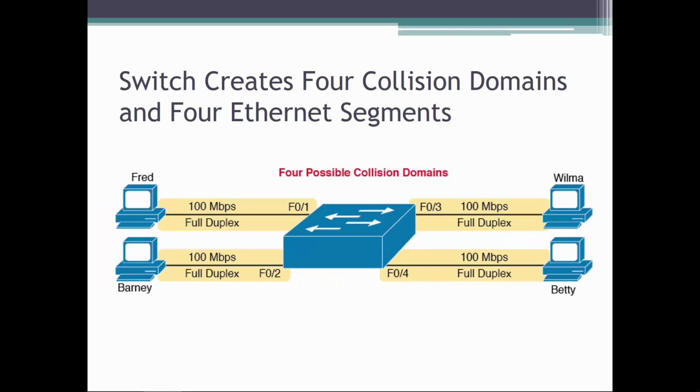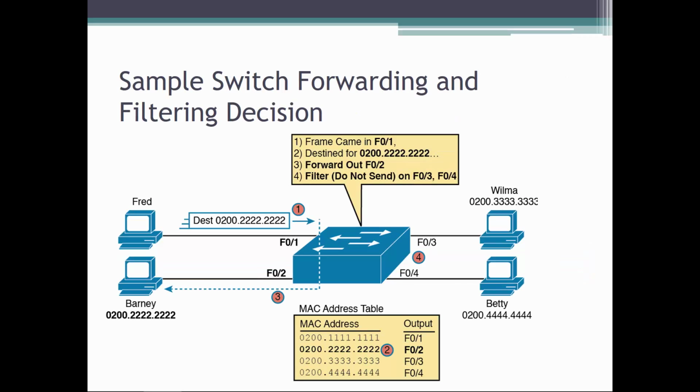A switch, however, is a smart hub. Every individual port is its own collision domain. So any port that's connected to any device is its own separate collision domain. And it learns. It knows what MAC address goes to what interface. It knows how to forward frames based off of the interface and based off of the MAC address.